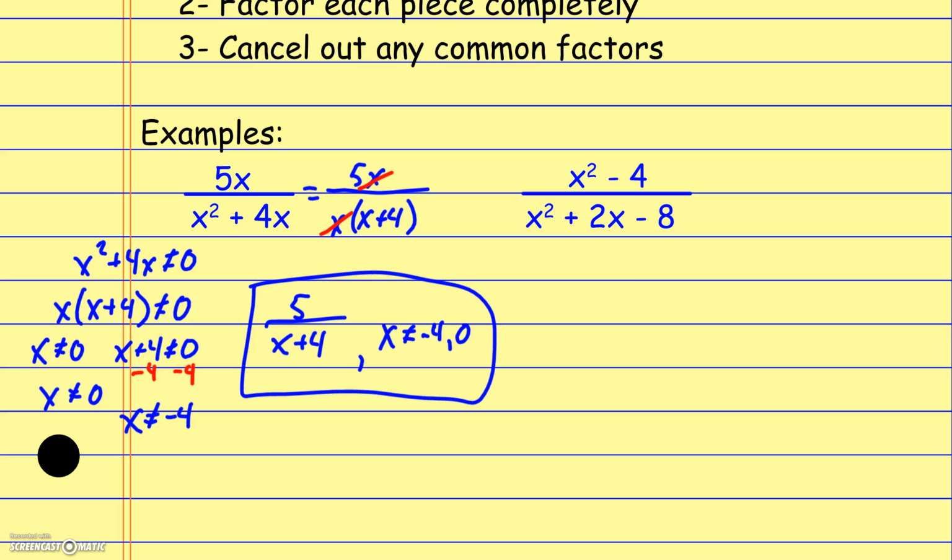Same thing with the next one. I'm going to start by finding the domain restrictions. So if I identify the domain restrictions here, I say that x squared plus 2x minus 8 cannot equal 0. All right, so I have to make sure that the denominator does not equal 0. So here I build a bridge and I factor. This one's going to factor into an x plus 4 and an x minus 2.